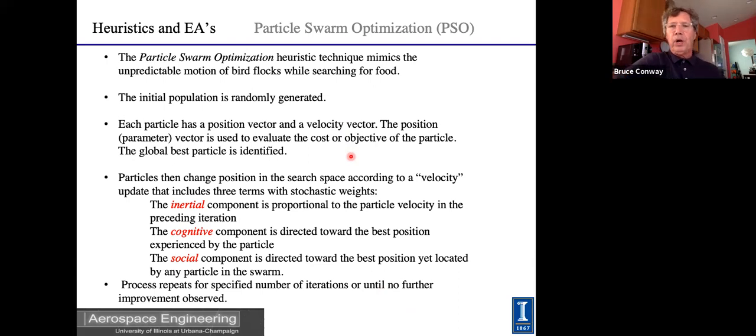Then the coordinates of the position are used to evaluate the cost in exactly the same way that it was done with the genetic algorithm. It's decoded and a cost is arrived at. A global best particle is identified. And then in the next step, or in each successive step, the particles move in this n-dimensional search space.